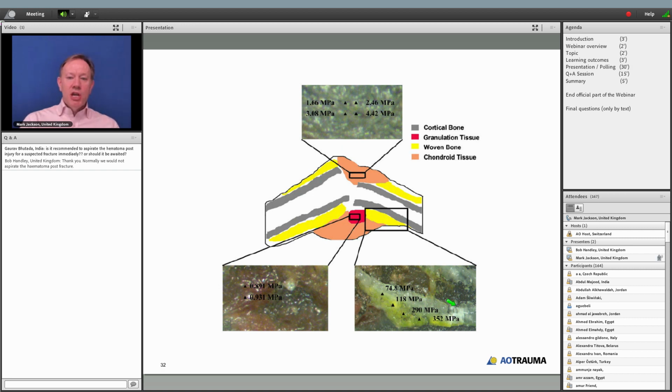And we can see that this tissue will coexist in one fracture. So this is a diagrammatic representation of the tissue in this fracture gap. Looking at this, we can see that there are areas of cortical bone, granulation tissue, and woven bone. And the Young's modulus will change. So all these tissues coexist within a single healing bone-forming unit.